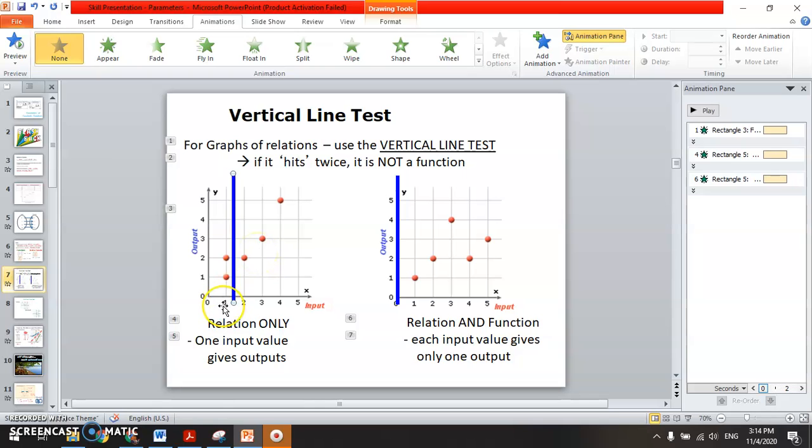Why? Because the input 1, when that vertical line hits it twice, is showing us the input of 1 produces 2 different outputs, 1 and 2. So one input produces 2 outputs. That is not a function. On this side, however, if you take this vertical line across this data, we can see our relation is a function. Each input produces only one output.